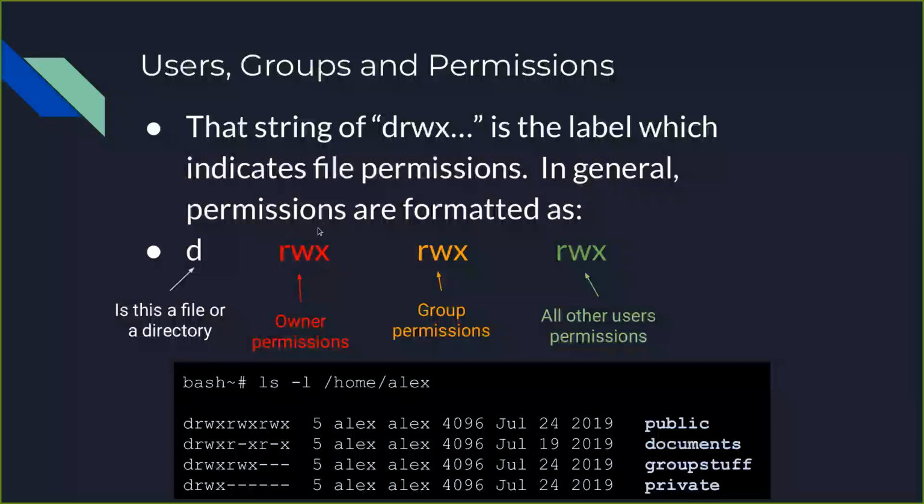The first group of 3 characters will tell you what the owner is allowed to do with that item. The second group of 3 will tell you what the group that item is assigned to is allowed to do. And then the third group of 3 characters will tell you what everyone else who has a user account on that machine or on that system is allowed to do to that item.